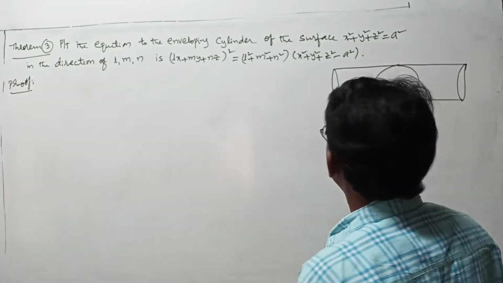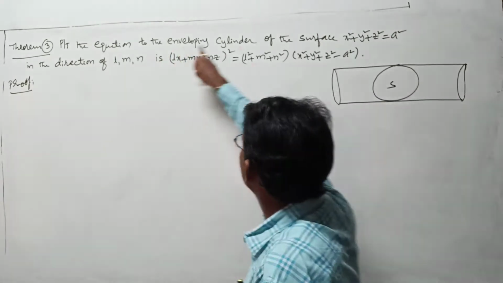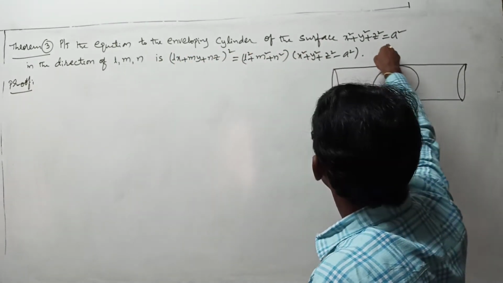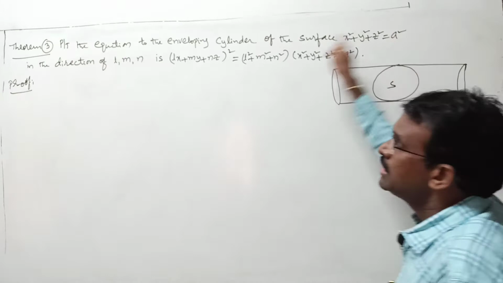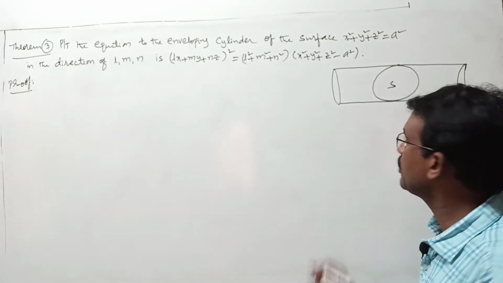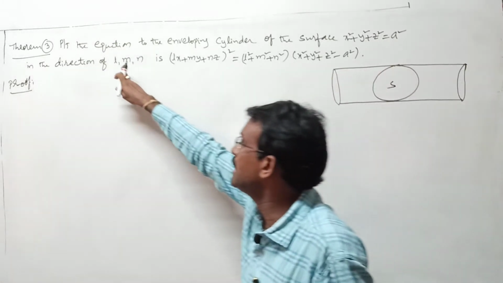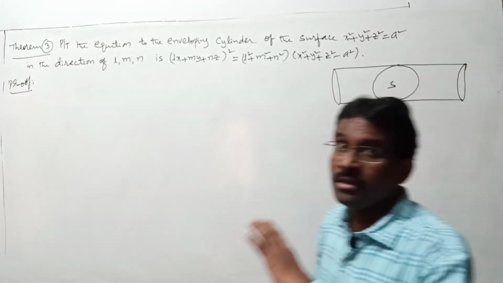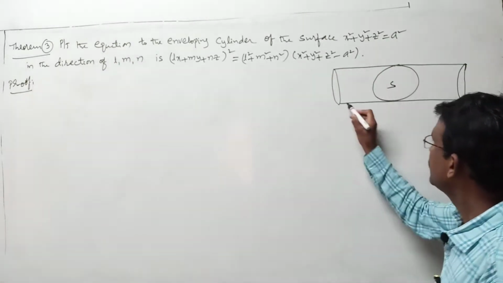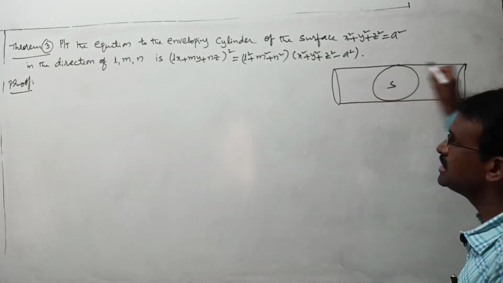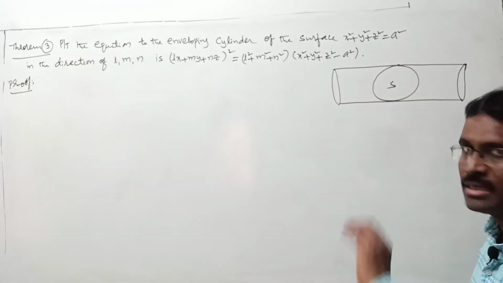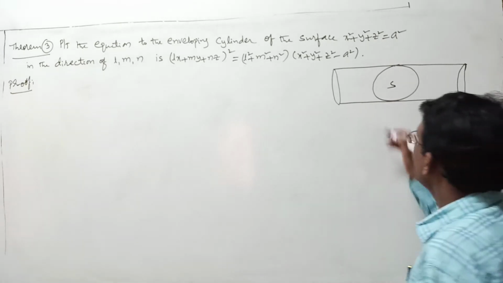In the statement, what is given? The equation of the enveloping cylinder of the surface, the sphere. This sphere equation is given. In the direction of L comma M comma N means what? Direction ratios of the generators become L comma M comma N. Here L comma M comma N are direction ratios of the generators, right? That is given. Here I want to proceed.